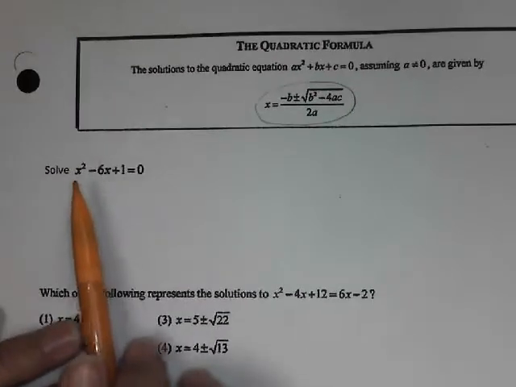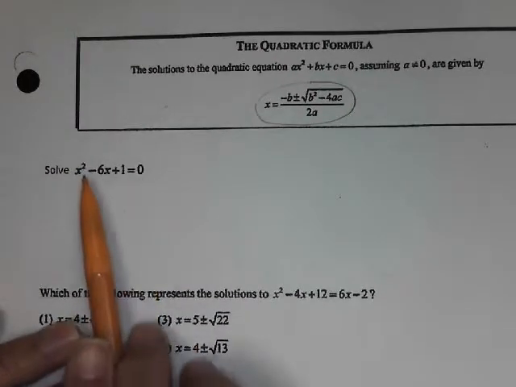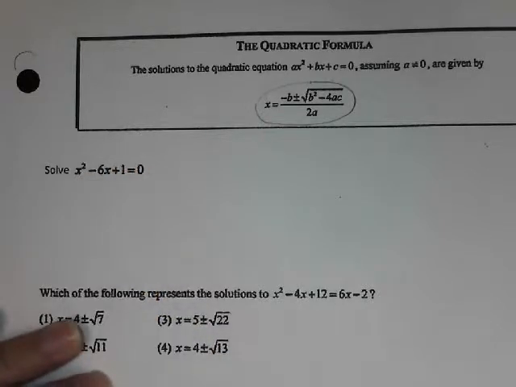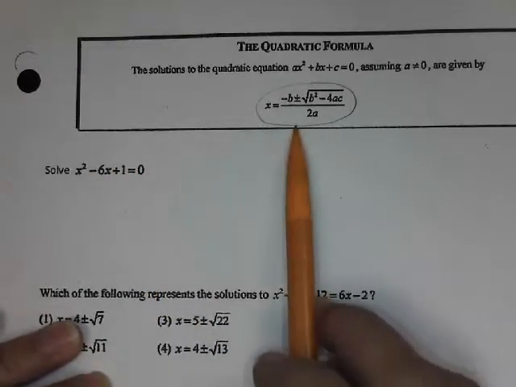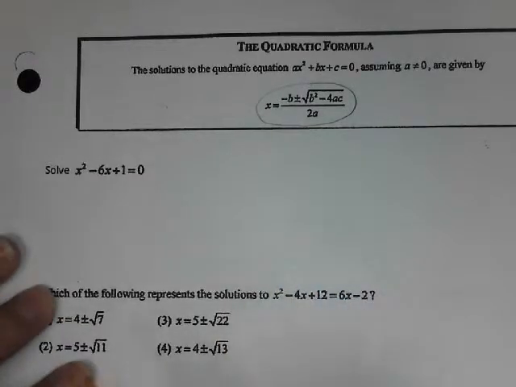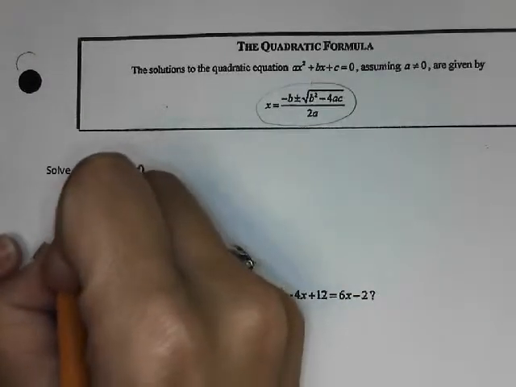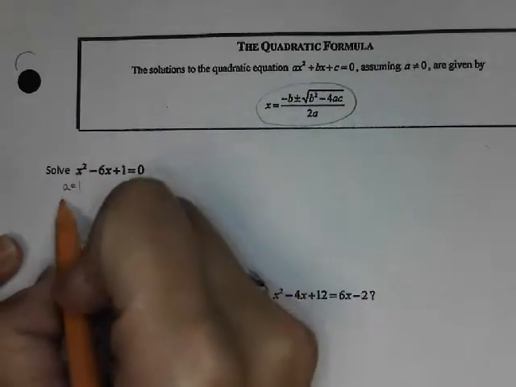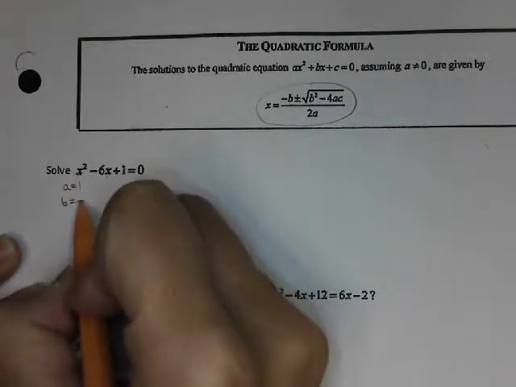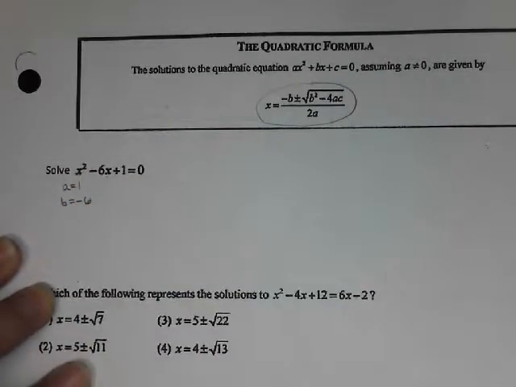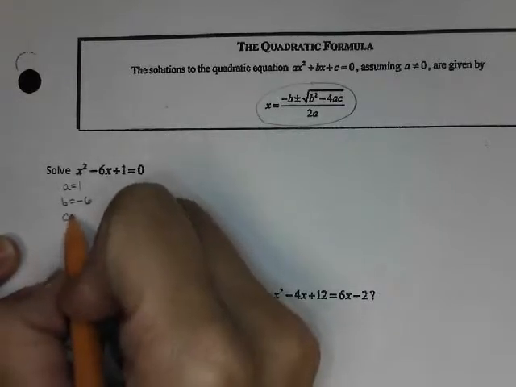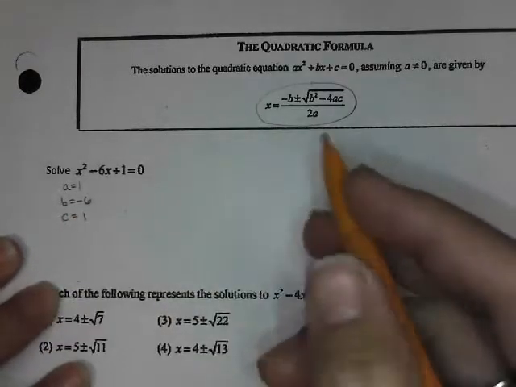So in our first example, we're trying to solve an equation, so we're trying to find an x value that will make this equation true. And so to find those x values, we'll use the quadratic formula. So our a is the coefficient of x squared, which is 1. Our b is the coefficient of our x term, which is negative 6. Don't miss your negatives. And your c is your constant, which is 1.